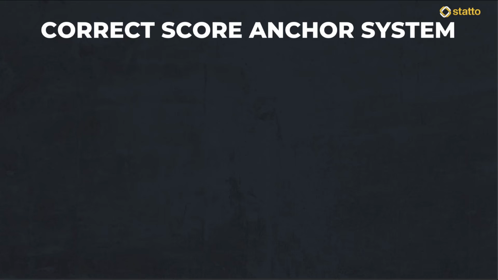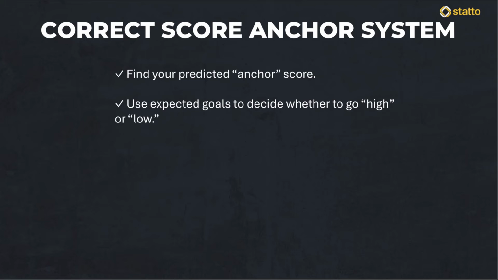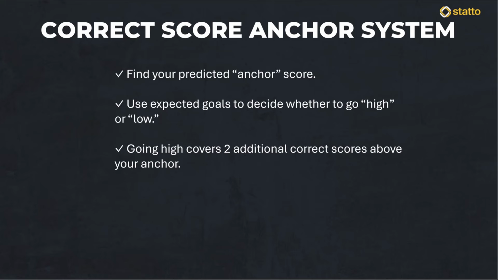So this is the correct score anchor system, and we have covered this on this channel before. We do have a full video on this, but we'll quickly summarize the system. You find your predicted anchor score by looking at recent results from both the teams' home and away, and you're then going to use expected goals to decide whether you're going to go high or low.